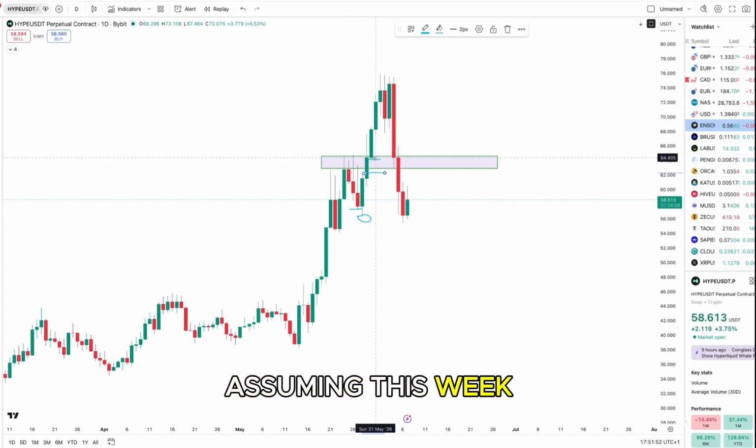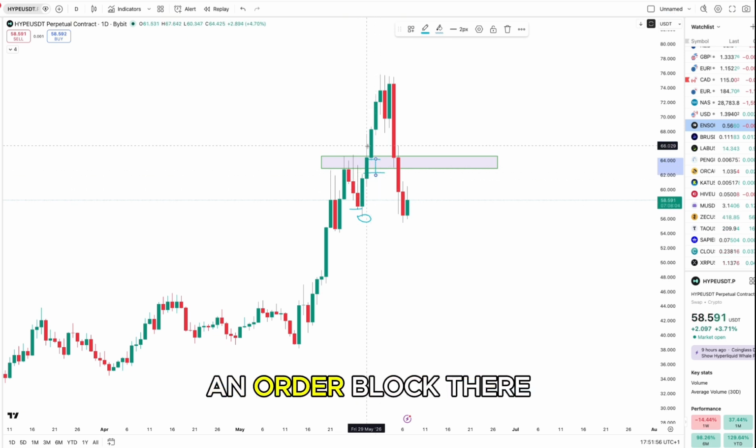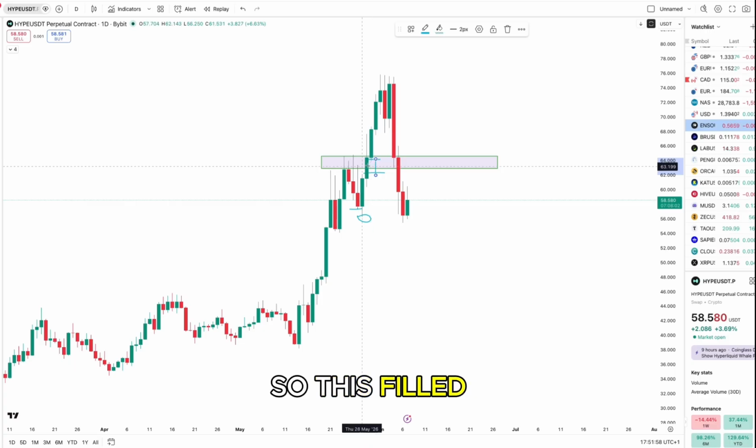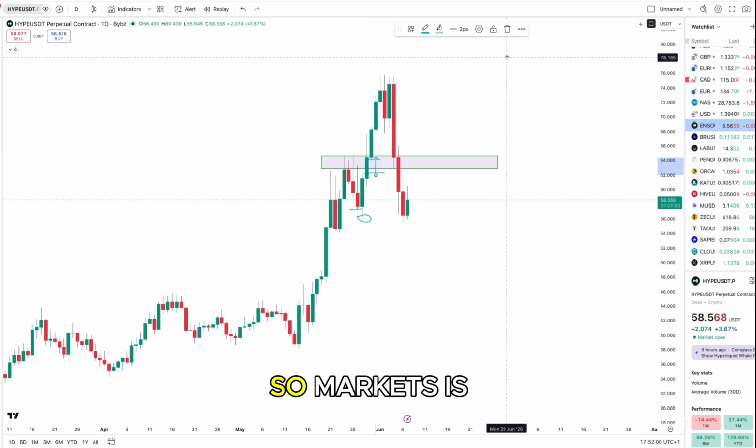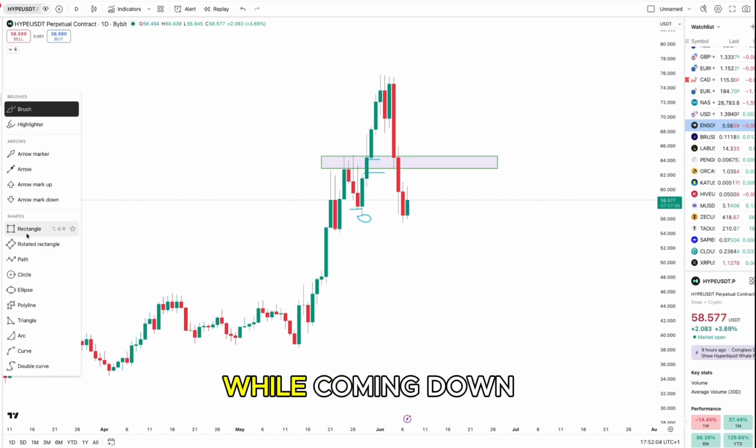Assuming this wick filled this other wick, that means this will not be another block. There is a gap here. So this filled and made another block. So market is expected to fill in either the gap or the other block while coming down.